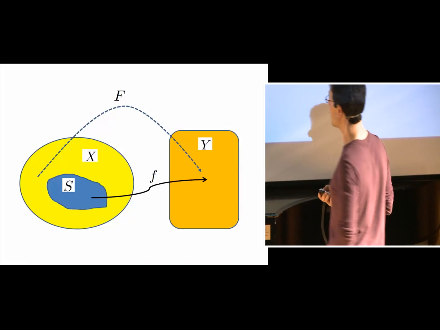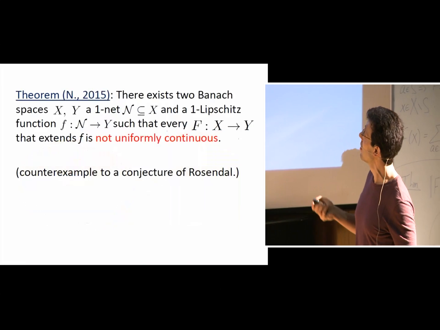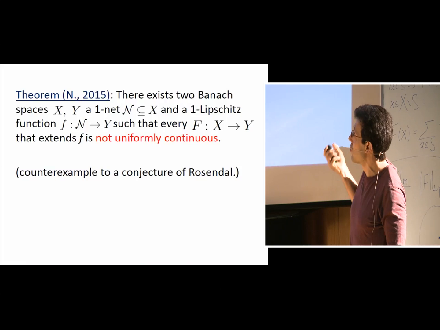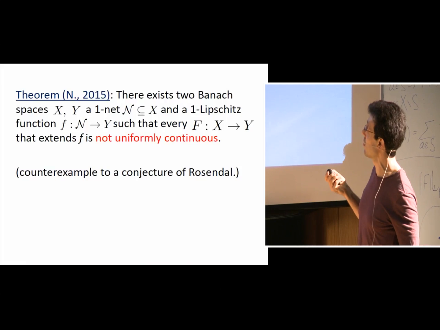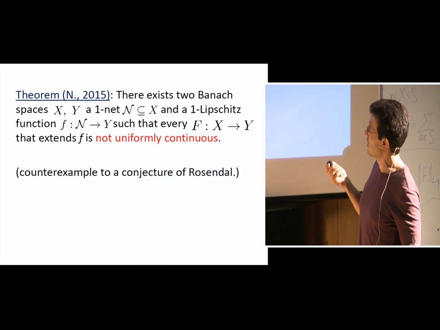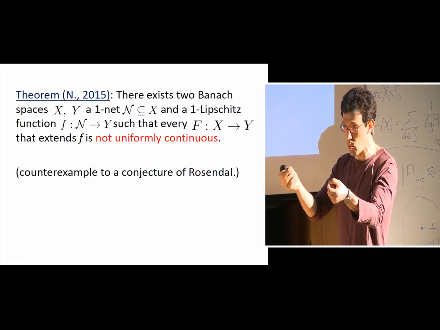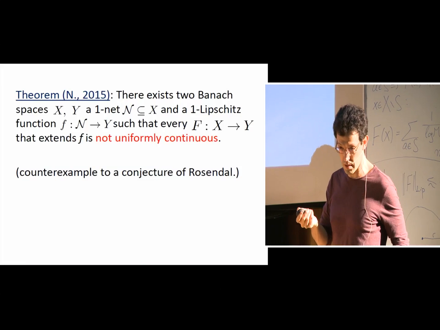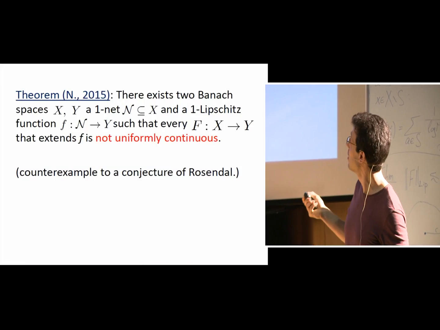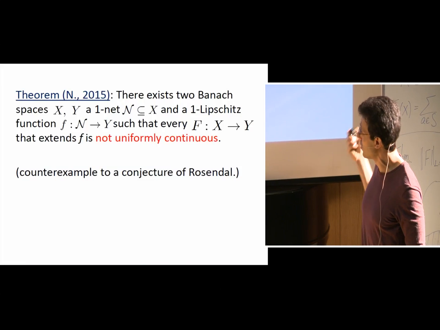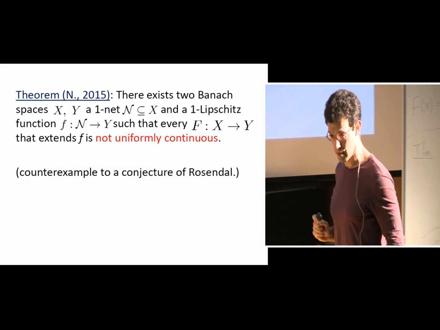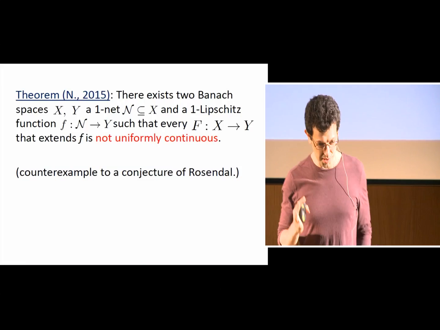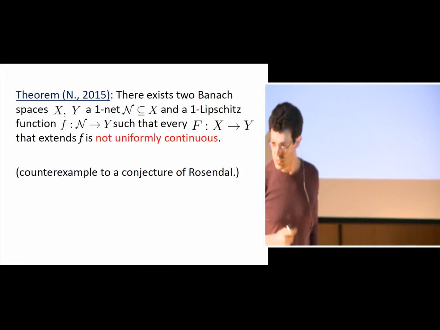And just so you keep in mind that this is a subtle question, let me show you one example of an impossibility result which is recent. So here is a bad situation. Extension isn't obvious at all. You can find 2 Banach spaces, a 1-net, so a maximal 1-separated subset in X, and a 1-Lipschitz function from this discrete net into Y, so that any function that extends it is not only not Lipschitz, it's not even uniformly continuous. So it's very subtle to extend functions, even from very discrete situations.